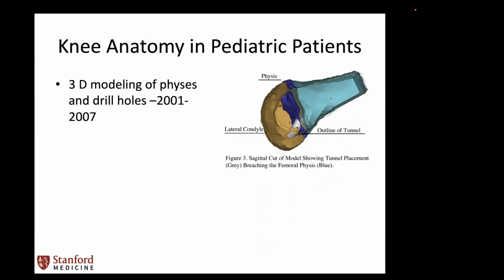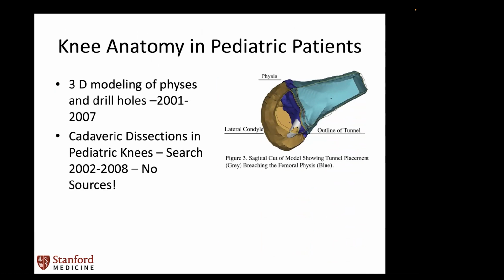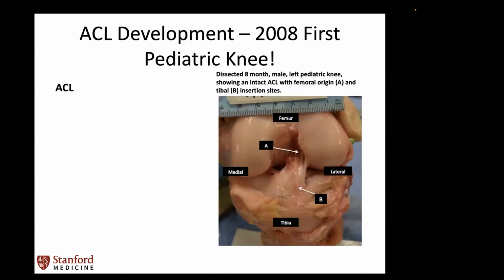We did some modeling work on this, once again crude modeling, because that was all we had at the time. These are engineering models. But I really felt that I needed some knees. I was trying to find where I could get pediatric knees to really study this, and after an extensive search, writing people all over the world, including India and Europe, we couldn't get any knees. And then suddenly in 2008, we got our first knee through a lab in Colorado. It was an 8-month-old knee.